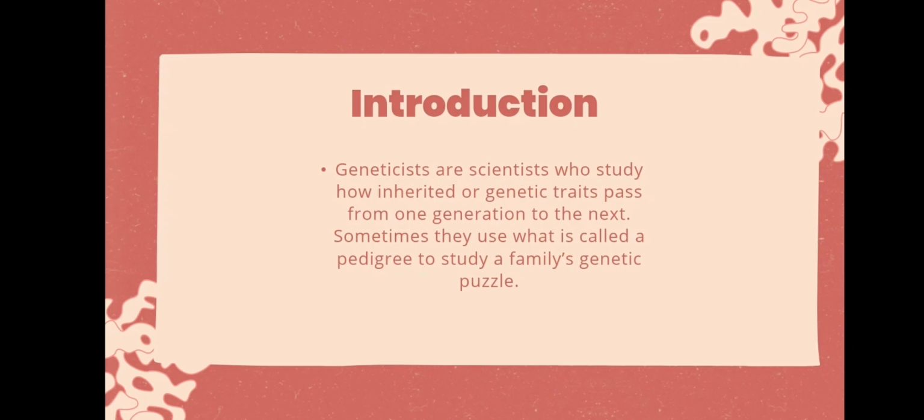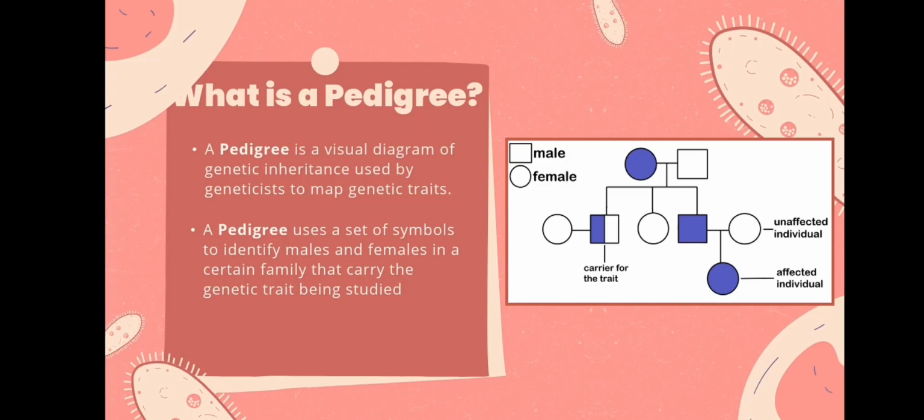Geneticists are scientists who study how inherited genetic traits pass from one generation to the next. Sometimes they use what is called a pedigree to study a family's genetic puzzle. So, what is a pedigree? A pedigree is a visual diagram of genetic inheritance used by geneticists to map genetic traits.